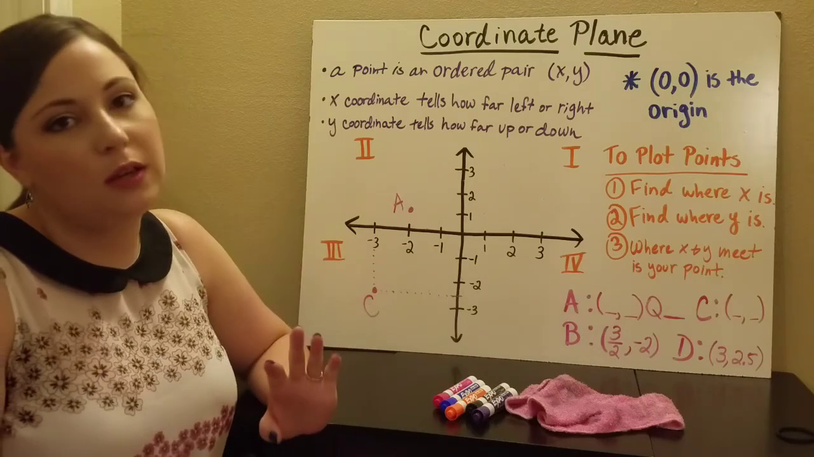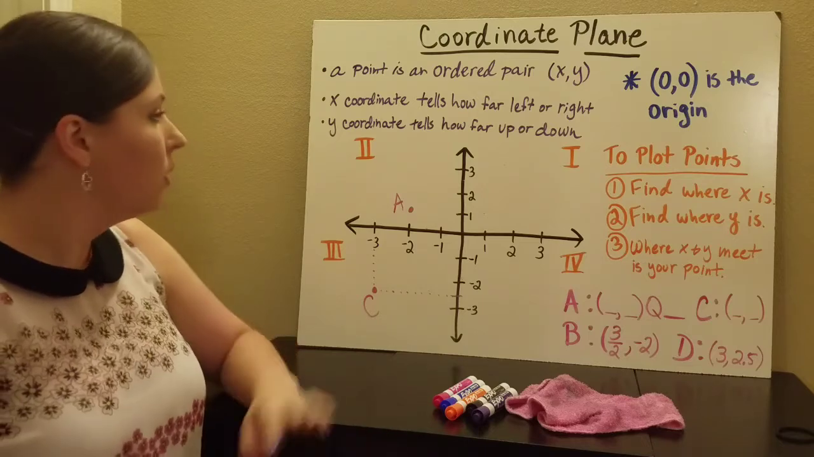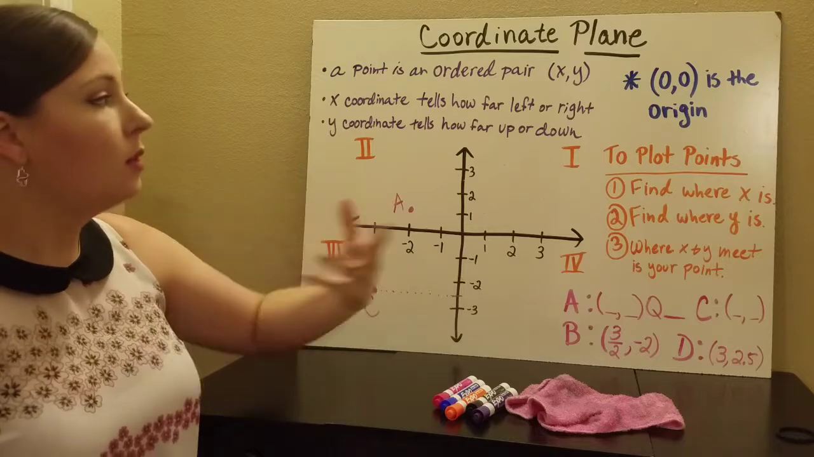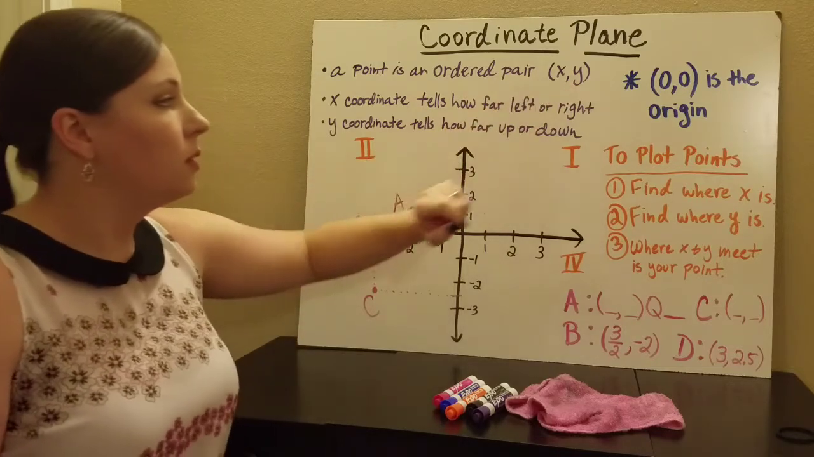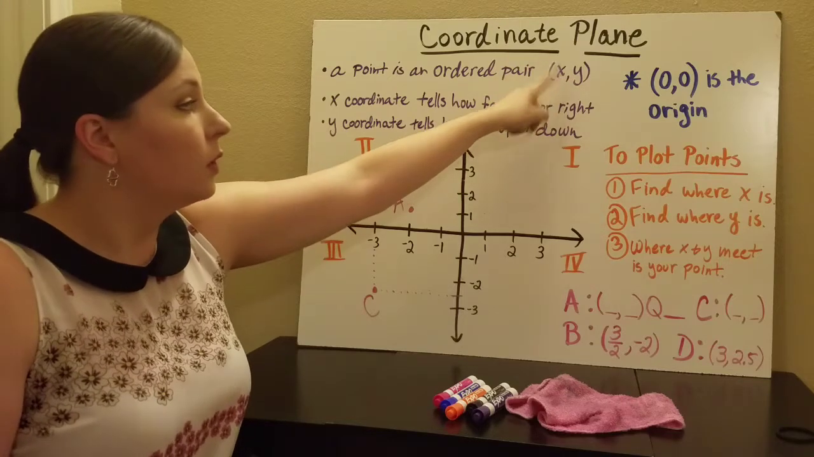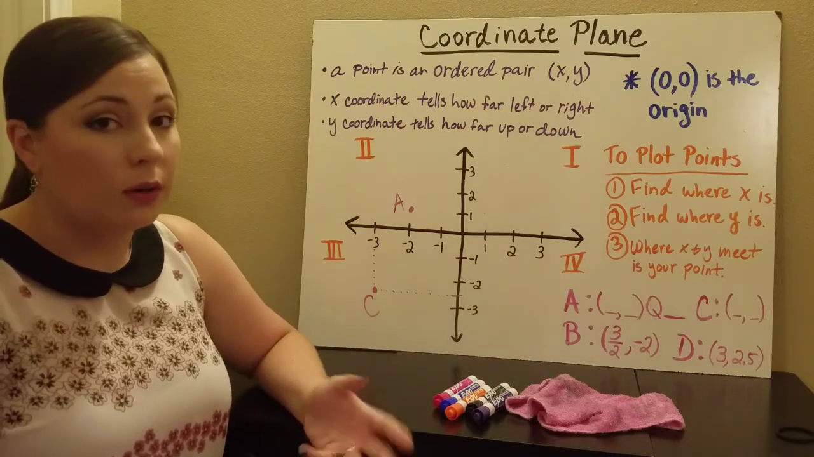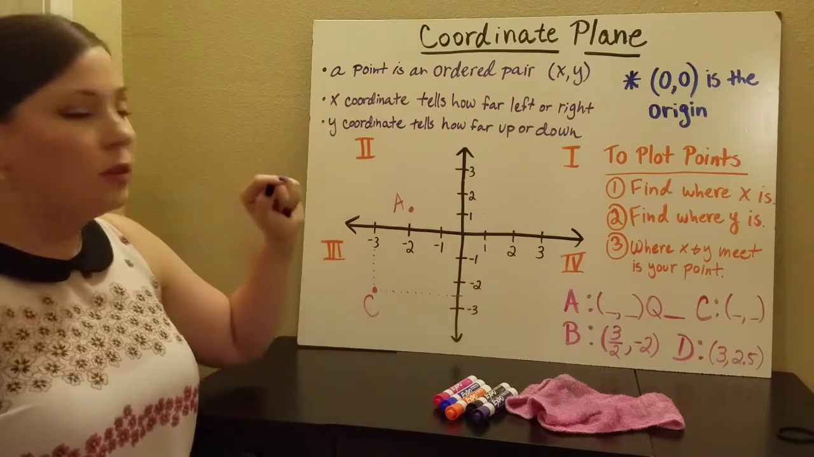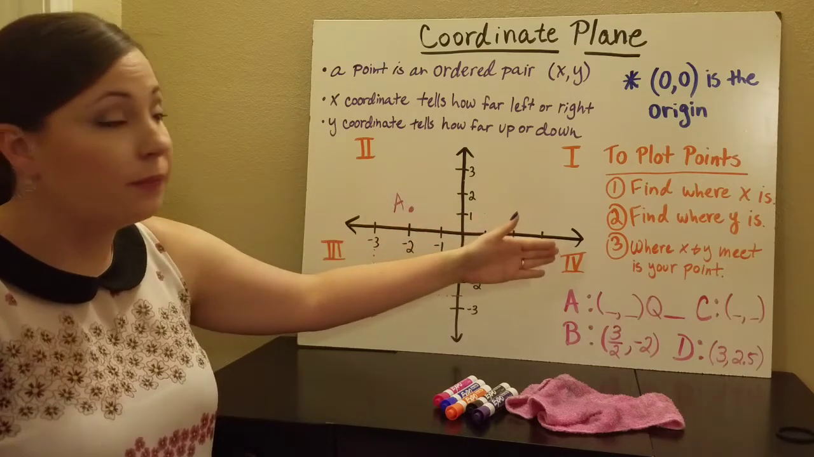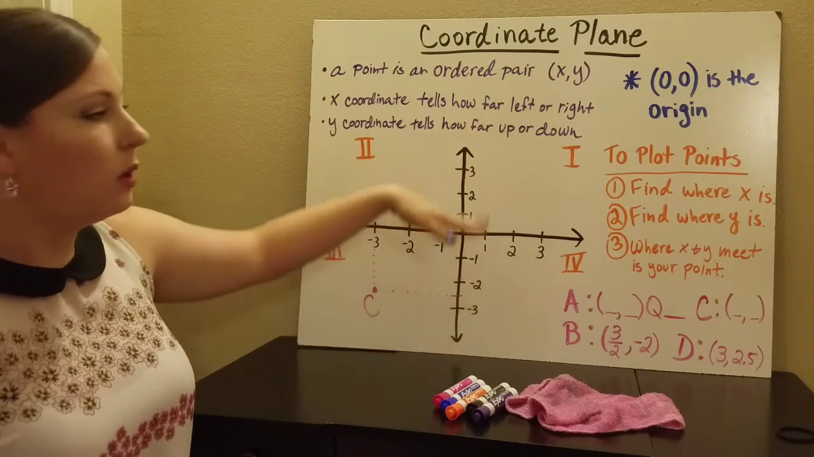In this lesson we're going to be learning about the coordinate plane and how to graph points on it. A point is an ordered pair, and that looks like a pair of parentheses with a number here and a number there. Your first number is your x coordinate, and the second number is your y coordinate. The x coordinate tells you how far left or right on the coordinate plane your point is. Your y coordinate tells you how far up or down the point is.